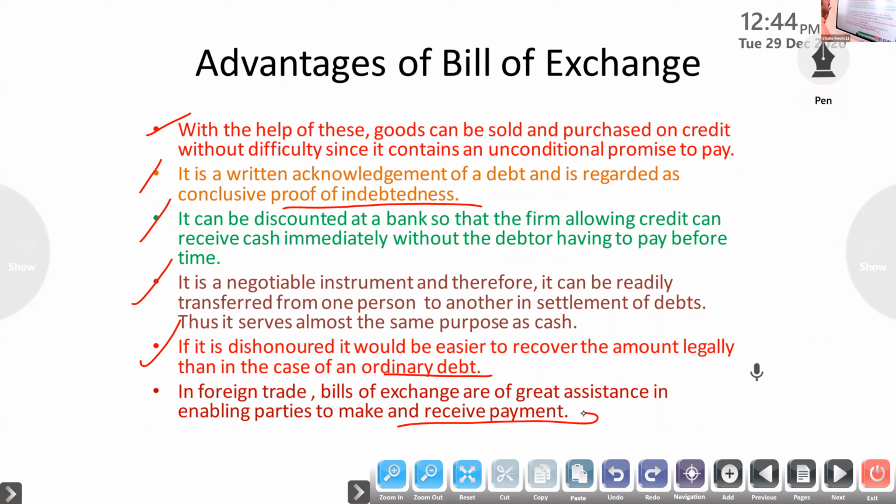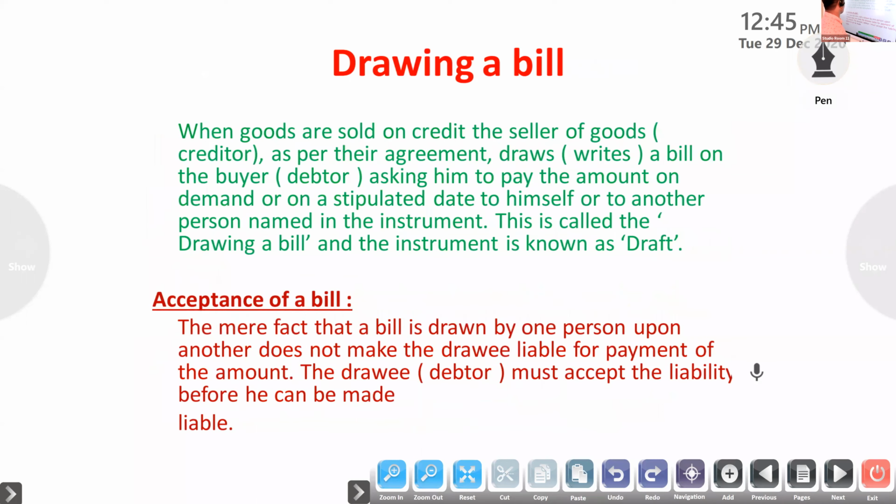So that is related to the advantages of bills of exchange. With the help of this, we can purchase goods and services on credit basis. It is considered a conclusive proof of indebtedness. We can discount the bill with the bank and encash the amount, and it is a negotiable instrument that can be transferred from one person to another. If it is dishonored, we can easily recover the amount from the drawee; we can file a case against the drawee. If it is a foreign bill, we can do foreign trade.